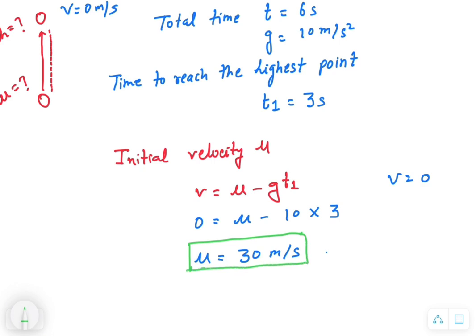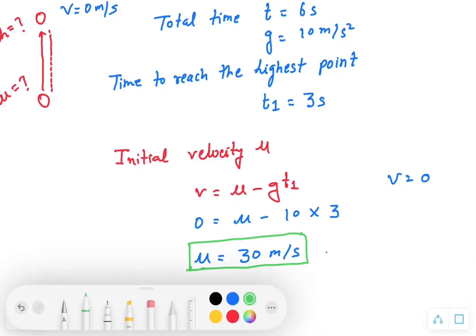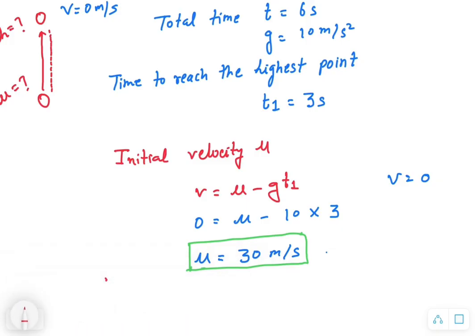Now we have the value of u. We know the value of v. It is 0 at the highest point. Now let's calculate the maximum height to which the ball reaches. For that, we will be using this equation, v square equal to u square minus 2gh.